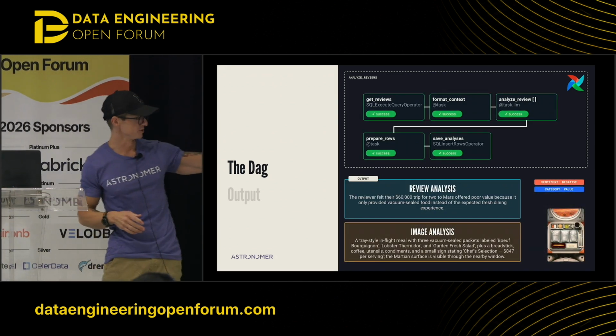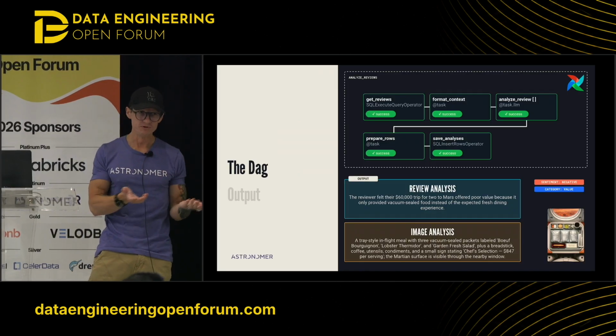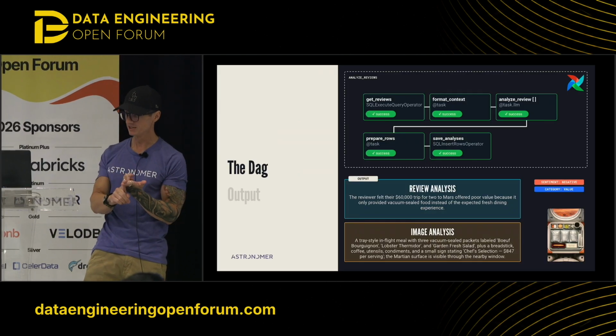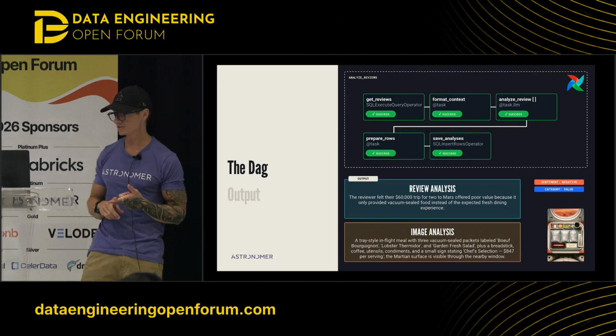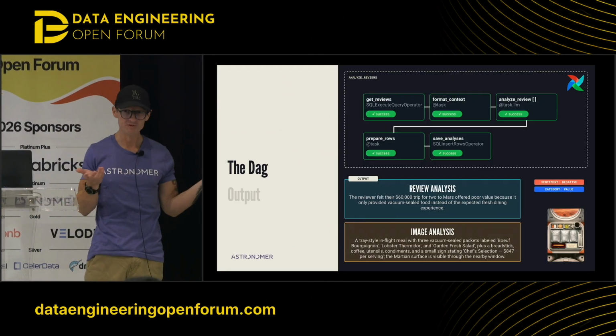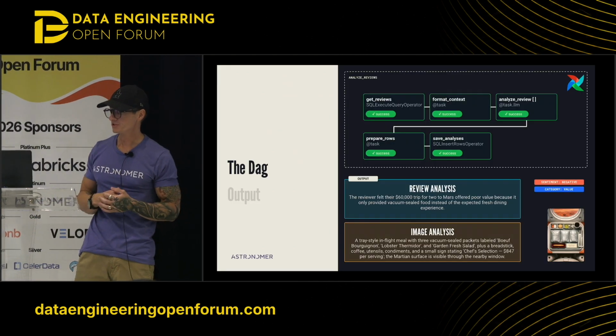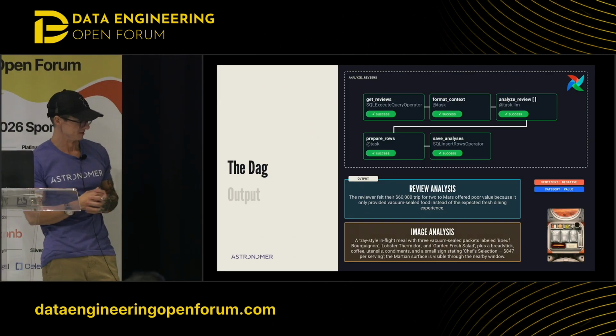Once our DAG was successful, what we get out of it is, first of all, a review summary, an image analysis. So we will also do multimodal LLM inference in this case. We also get a sentiment. It's quite obvious, this is a negative review. And also a category, so that we know which department might be interested in this kind of review.